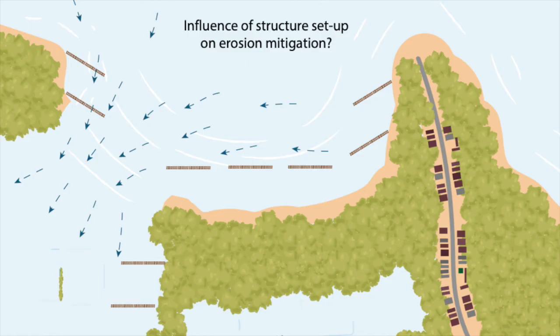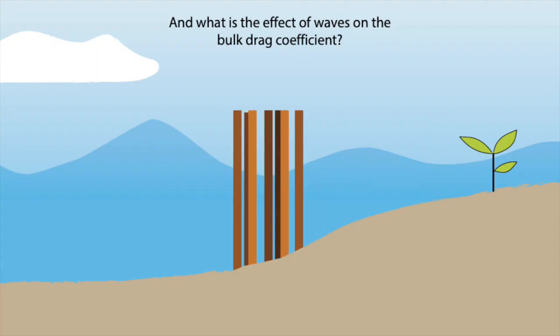This model could be implemented in larger scale flow models to investigate the influence of the structure setup on erosion mitigation. Another point for future research is how this bulk drag coefficient changes under waves, because this is an essential parameter to predict wave dissipation by the structures and to calculate their effect on the morphodynamics.